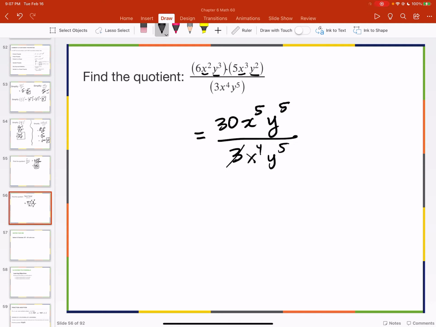Well, 3 goes into 30 10 times, right? That simplifies to become 10. X to the 5th over x to the 4th. So x to the power 5 minus 4 is just 1. And then these y to the 5ths will cancel out. So your answer is just 10x.